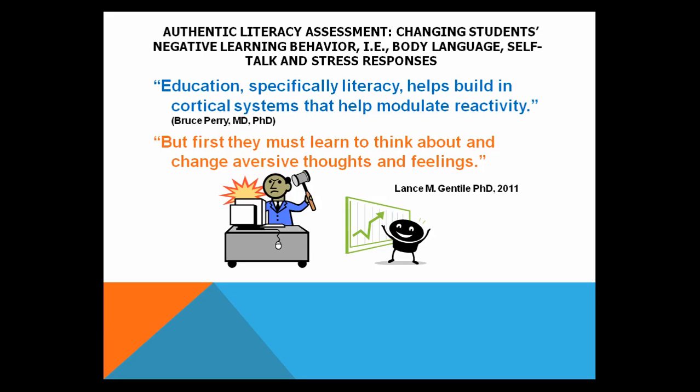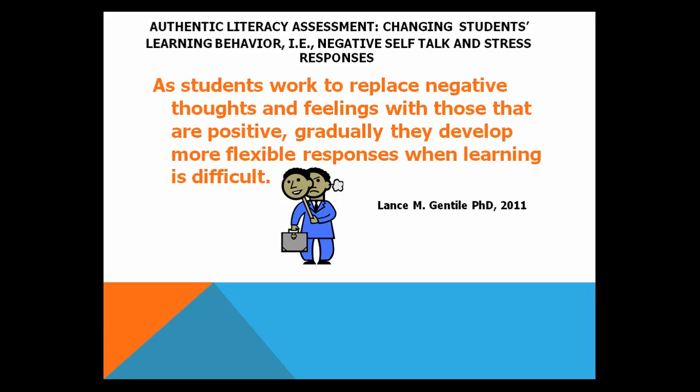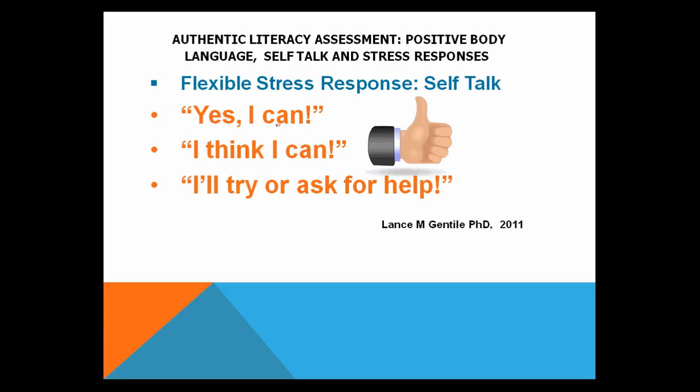But without the willingness to change the negative feelings and thoughts that kids have about learning in school, there's nothing going to alter their trajectory in their learning. And so if they're going to stay in school, the first thing they have to do is begin to think about and talk about and feel differently about the work that is there for them. As they work to replace negative thoughts and feelings with those that are positive, gradually they develop more flexible responses when learning is difficult. But first they've got to get rid of these thoughts and these feelings regarding the challenge that is there for them.